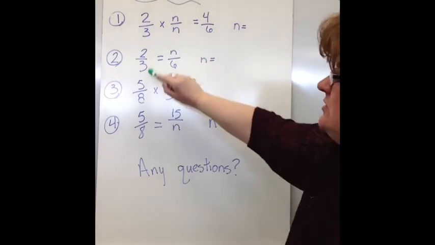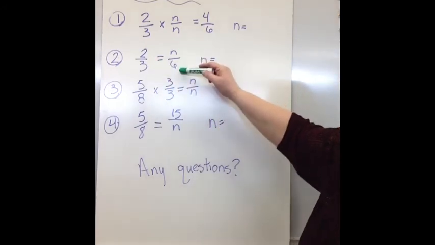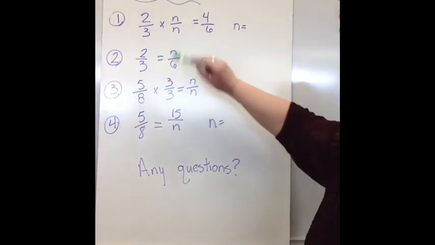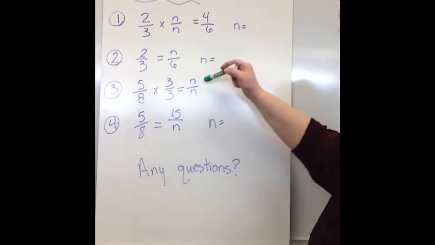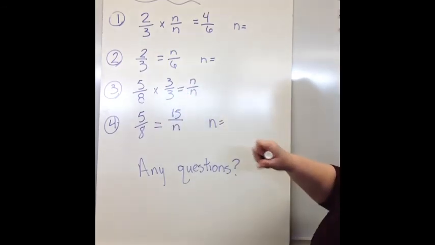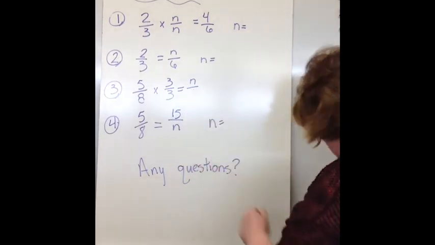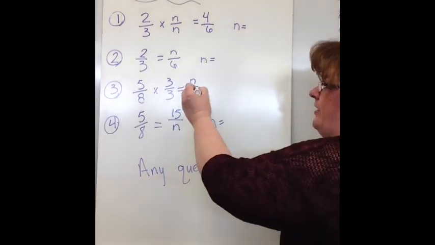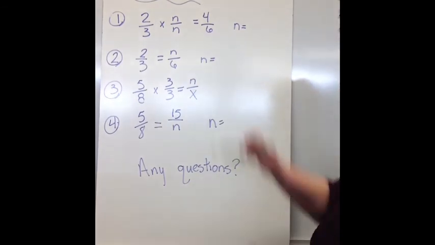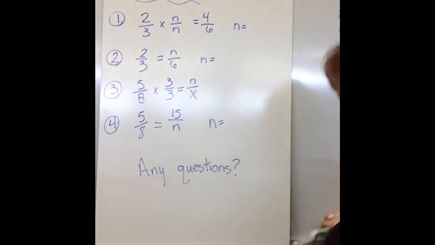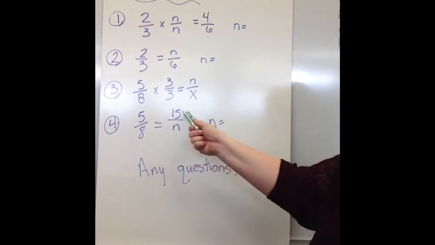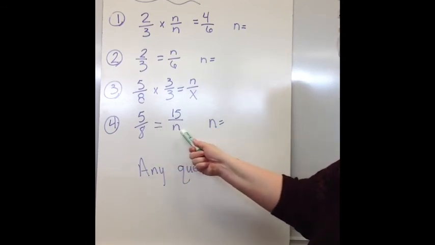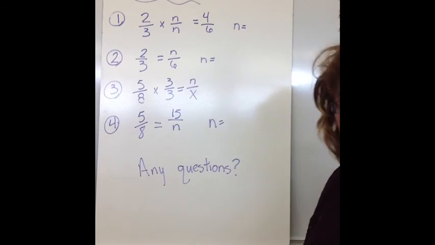The next one is 2/3 is the same as something over 6. What is that something? The next one, 5/8 times 3/3 equals what? Okay. In this case, we're not going to have n over n. It's going to be n over x because those are going to be two different numbers. Okay. The last one, 5/8 is equivalent to 15 over n. What is the n? Try to figure those out.